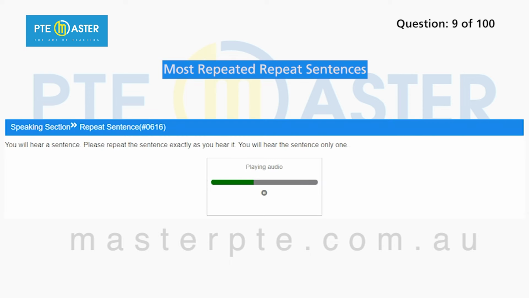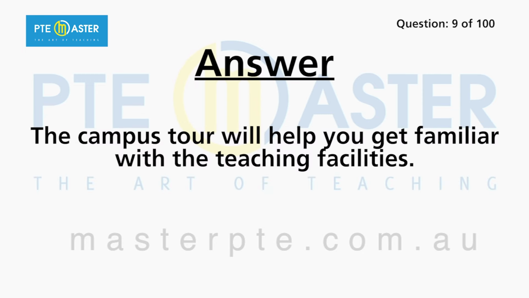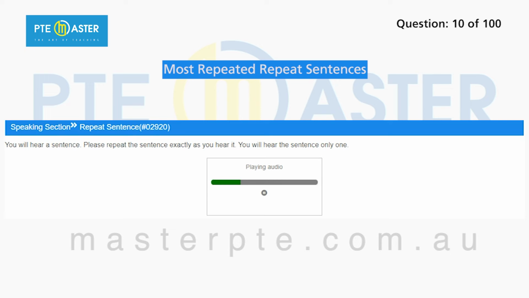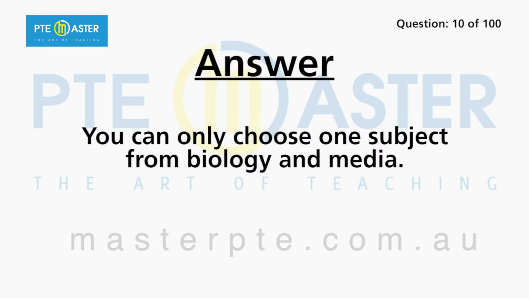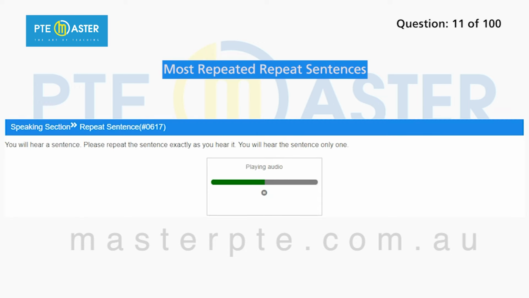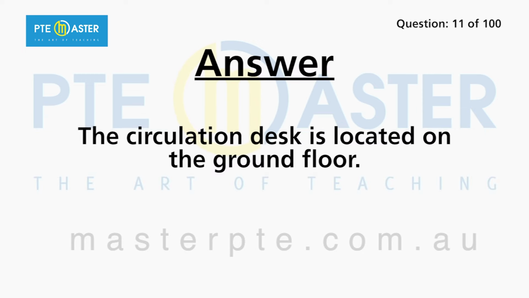The campus tour will help you get familiar with the teaching facilities. You can only choose one subject from biology and media. The circulation desk is located on the ground floor.